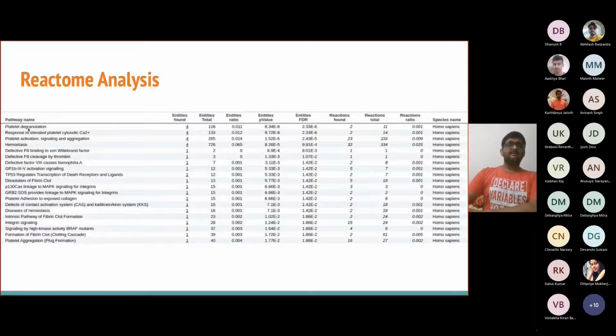In Reactome analysis, we found these to be the significant pathways. However, the most significant of them are platelet degranulation, response to elevated platelet cytosolic calcium 2+, platelet activation signaling and aggregation, hemostasis.